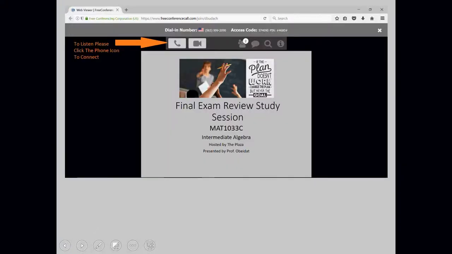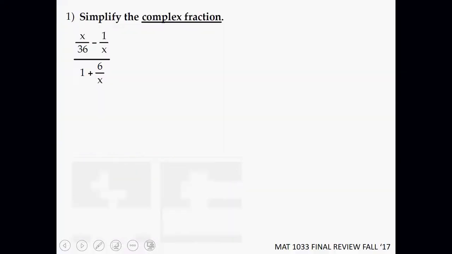Let's review for the final center 3C. Question number 1: simplify the complex fraction x over 36 minus 1 over x, over 1 plus 6 over x. So this question is from section 4.4. I just want to write the section for your reference. So it's 4.4.